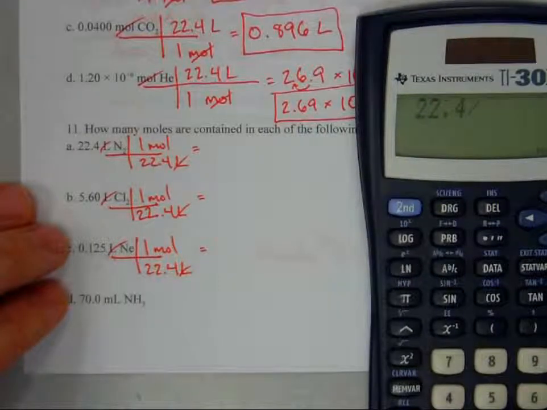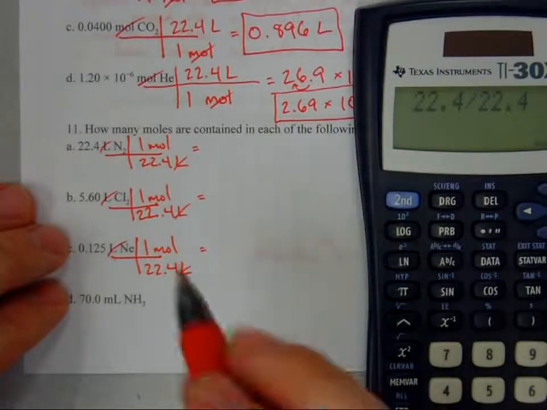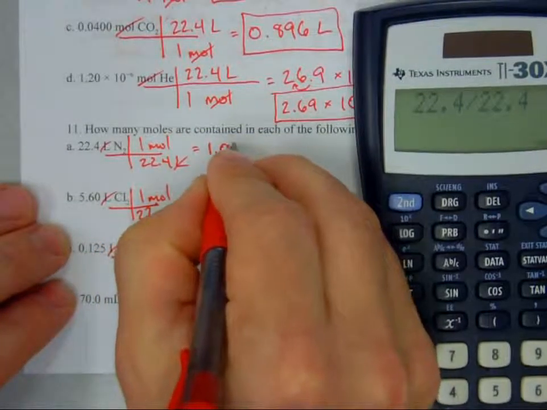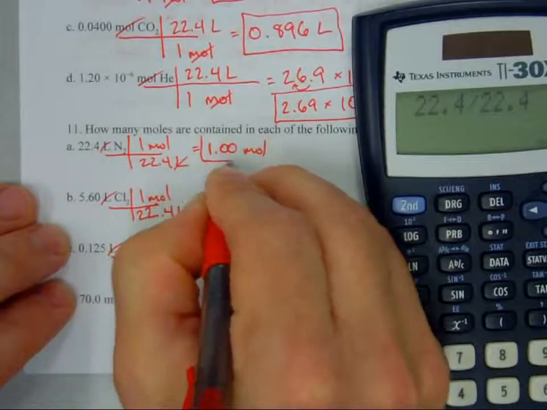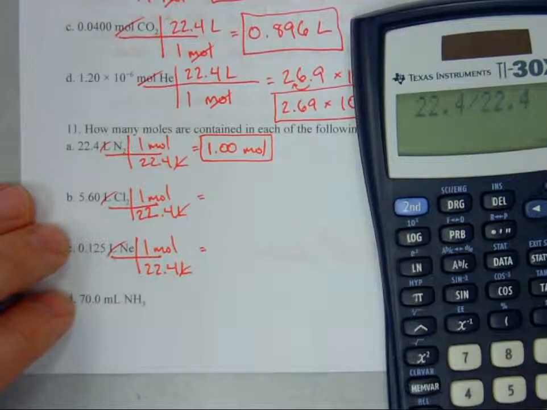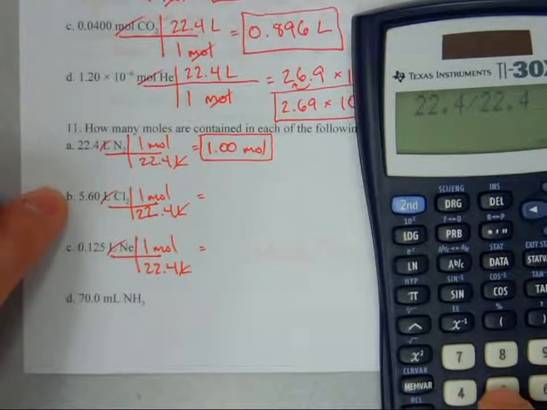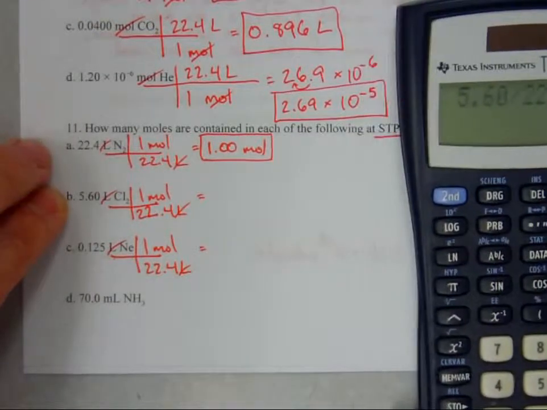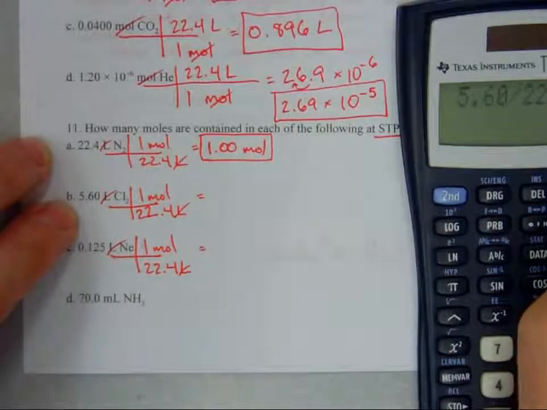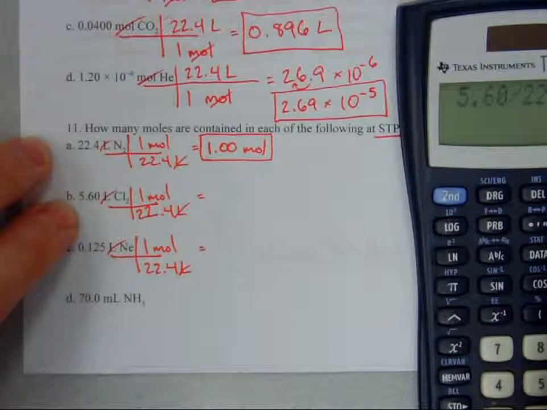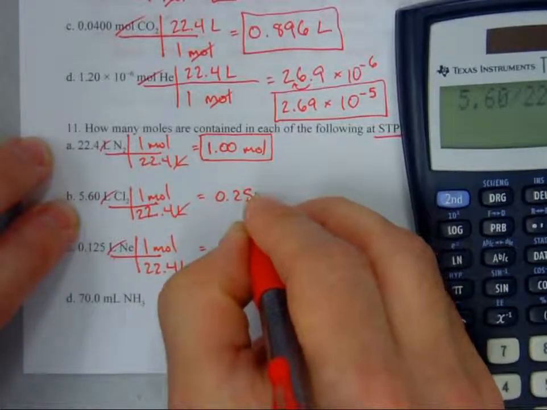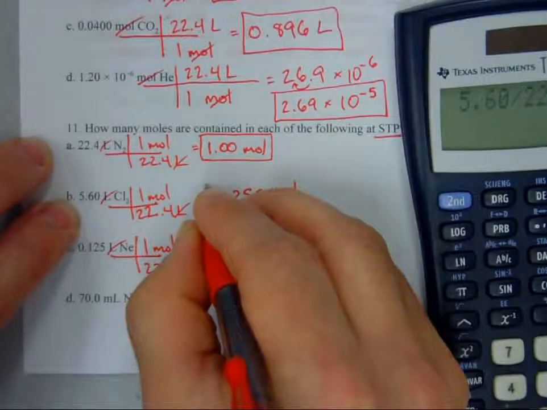22.4 divided by 22.4. I hope you guys see that that's a pretty darn easy one. I end up with 1.00 moles. Remember to consider the appropriate number of sig figs. Don't just write 1. And for B, 5.60 divided by 22.4. Well, I need 3 sig figs. So how do I turn that into 3 sig figs? I need to add a 0. 0.250 moles.